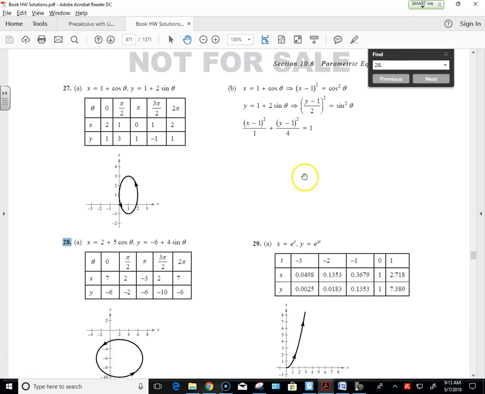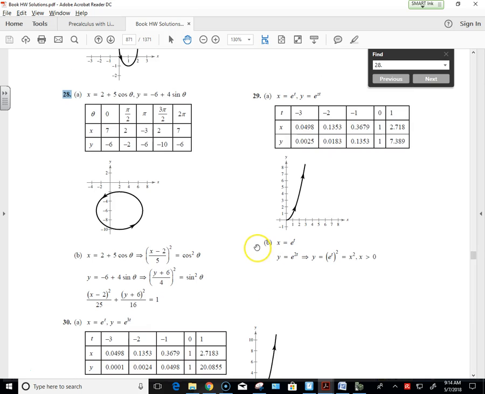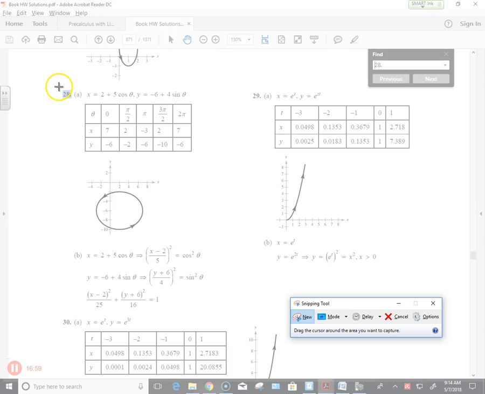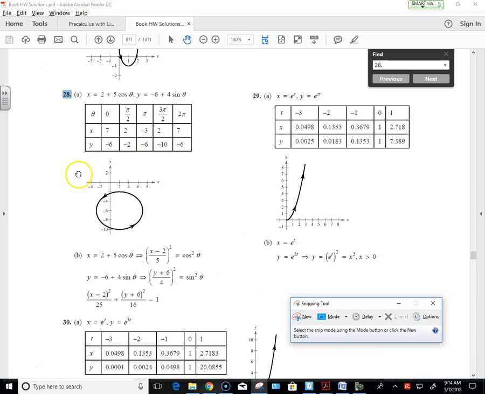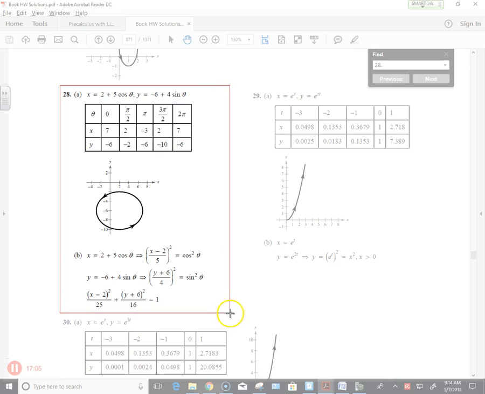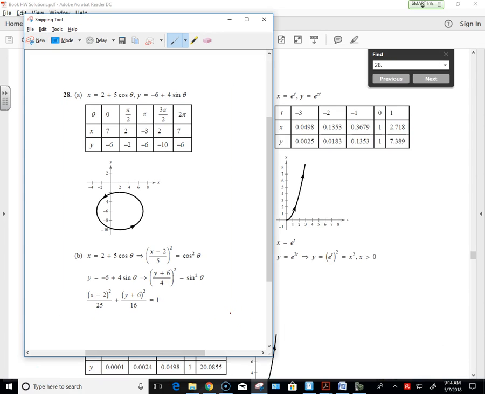Our next one is number 28. These ones you were graphing with a table showing the orientation. Make sure you put the arrows, because those are important. It's supposed to show the direction of the movement. And then eliminating the parameter. Number 28 was one of those cool ones where we want to use one of those nice trig properties in order to solve. There's number 28.